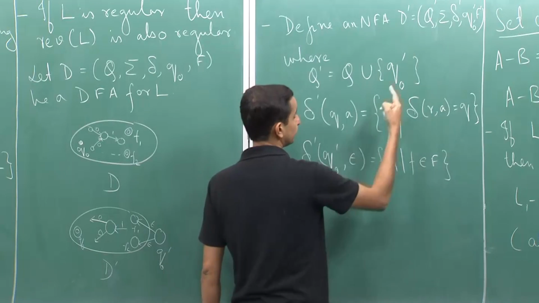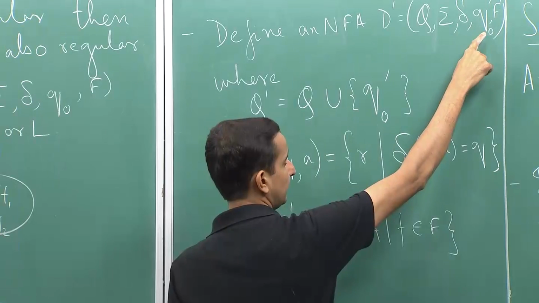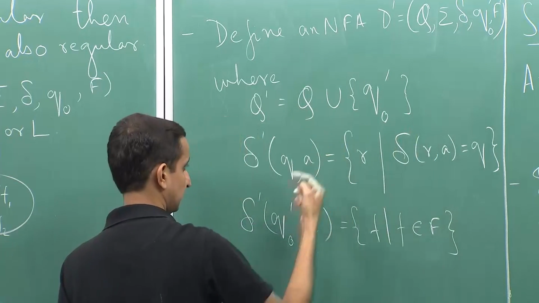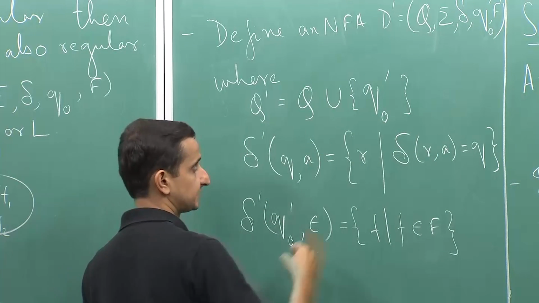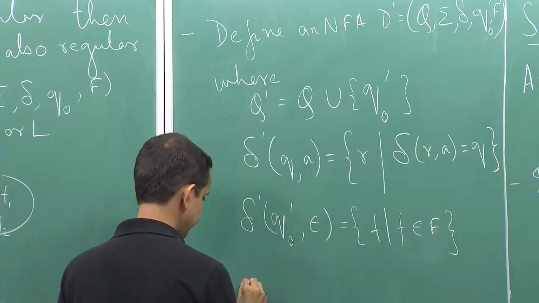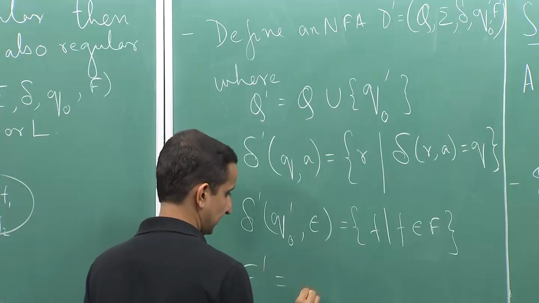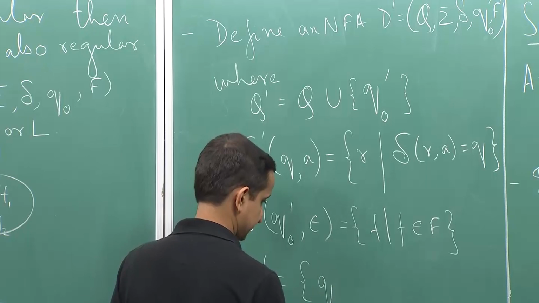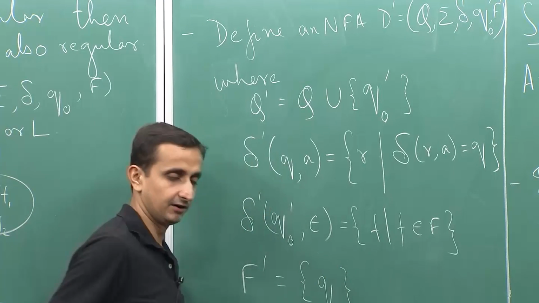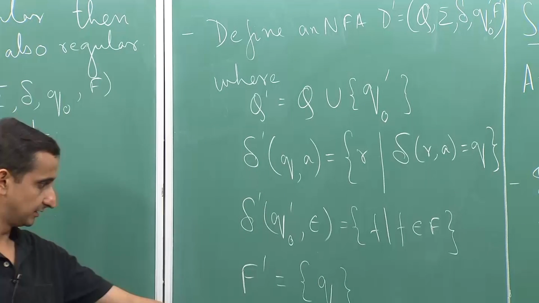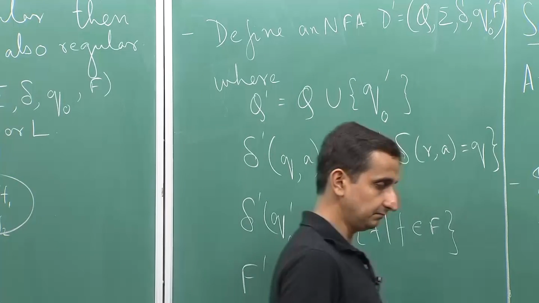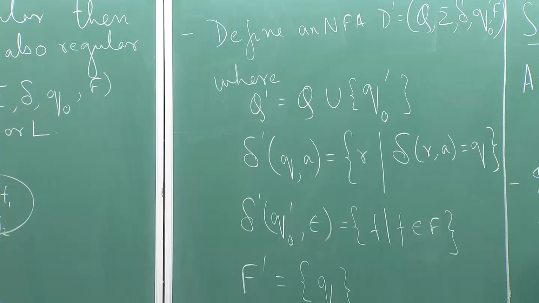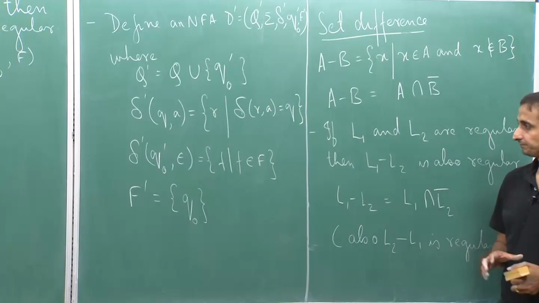So, we have delta prime done. Q naught prime, of course, I have defined as an extra state. And what is F prime? So, F prime is the set which contains only the start state of the DFA D. So, this is the unique accept state of the NFA D prime. Okay.